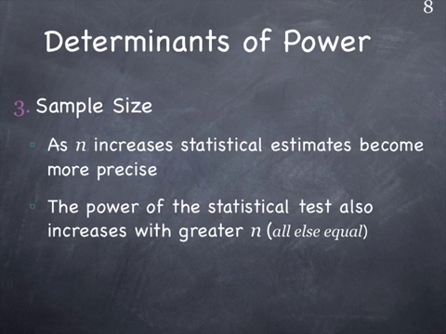And then a third determinant of power would be sample size. As n increases, estimates become more precise. For example, as our n increases, our margins of error decrease, for the standard error of the mean, for example. Because the formula for standard error of the mean is, anybody remember? It's the standard deviation divided by the square root of n.